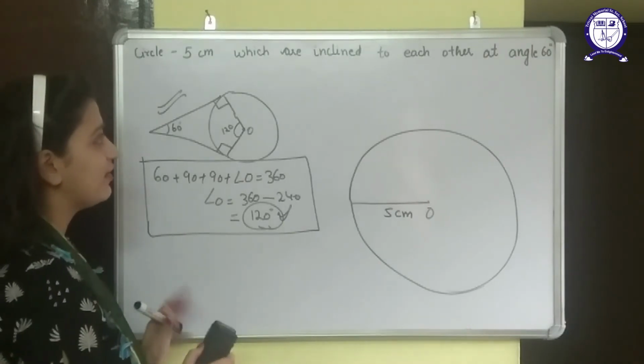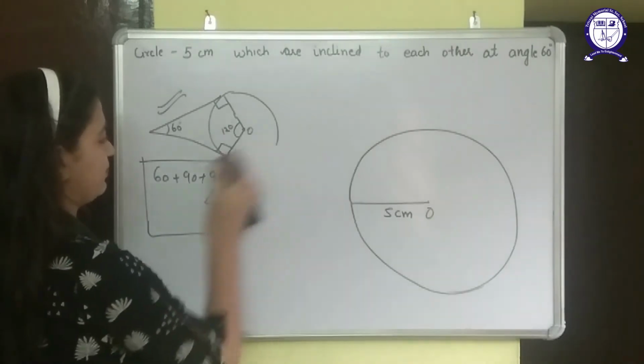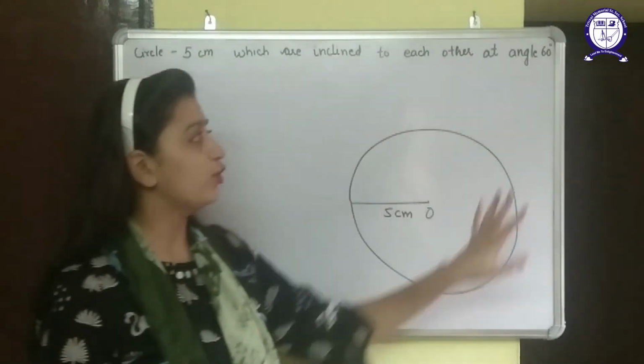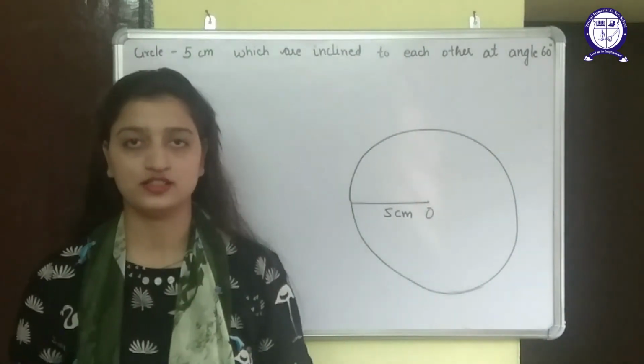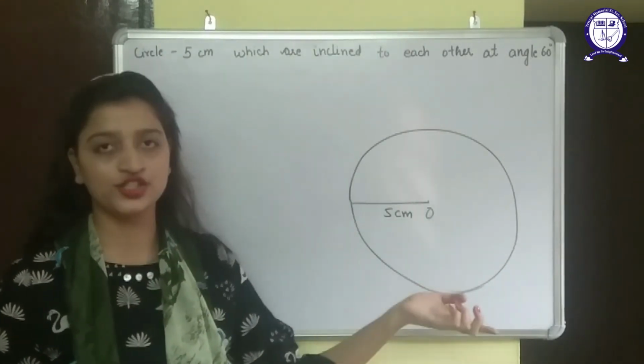Okay, so till now what have I done? I found that this angle will be 120 degrees. In the examination, the angles can vary also. In the book, it is 60 degrees. The angles can be like 80 degrees or anything else. In that case, the middle angle will change.